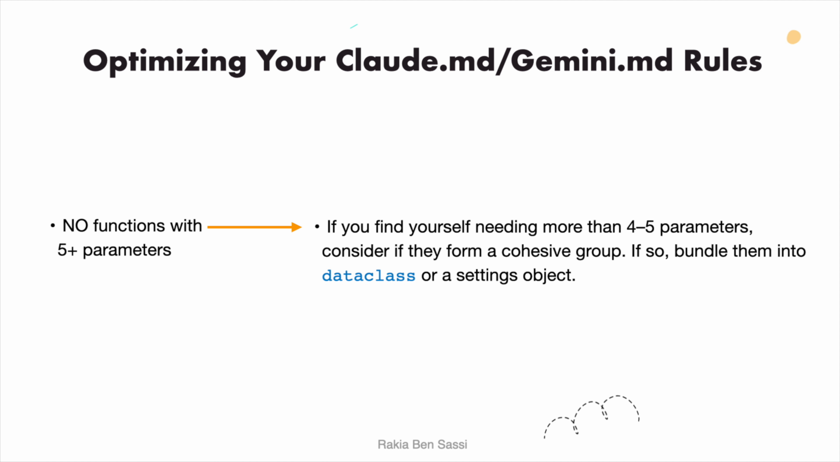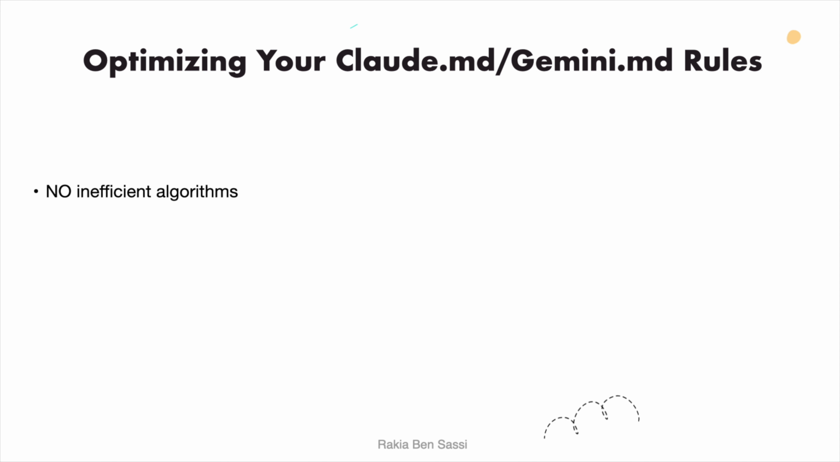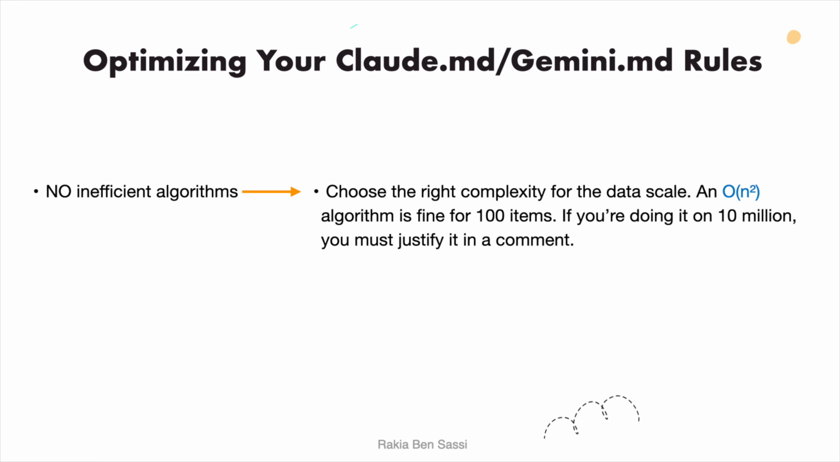Instead of no functions with over 5 parameters, try this: if you find yourself needing more than 4 or 5 parameters, consider if they form a cohesive group. If so, bundle them into a data class or a settings object. Instead of no inefficient algorithms, try this: choose the right complexity for the data scale. An O(n squared) algorithm is fine for 100 items. If you are doing it on 10 million, you must justify it in a comment.